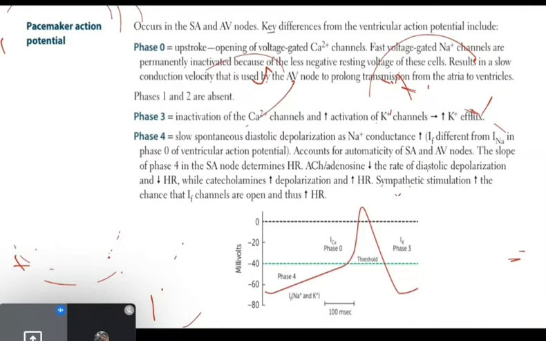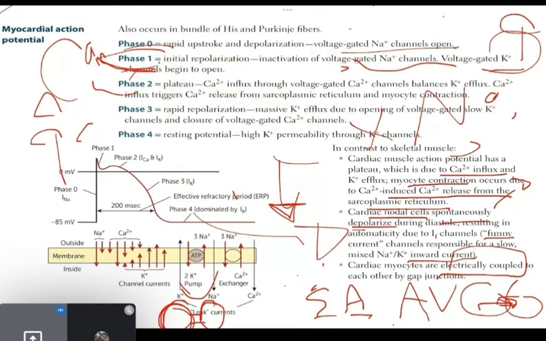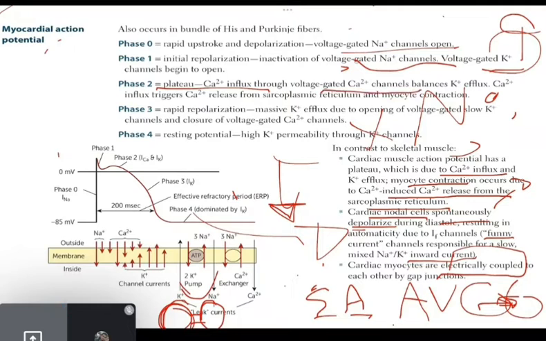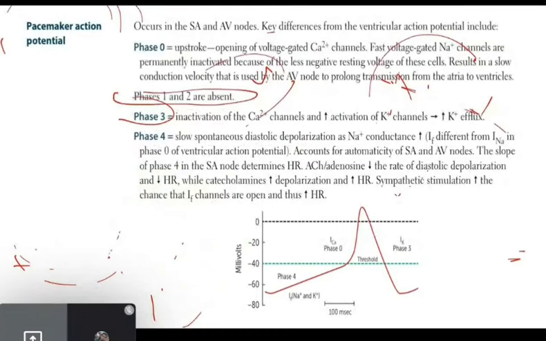Okay, so phase 1 and 2 are absent. We don't need them. Now phase 2, if you want to remember it, is the plateau of the calcium influx through voltage-gated calcium channels, and it is increased by the release of calcium from the sarcoplasmic reticulum. Now these two, phase 1 and 2, are not required in the SA node and AV node action potential.